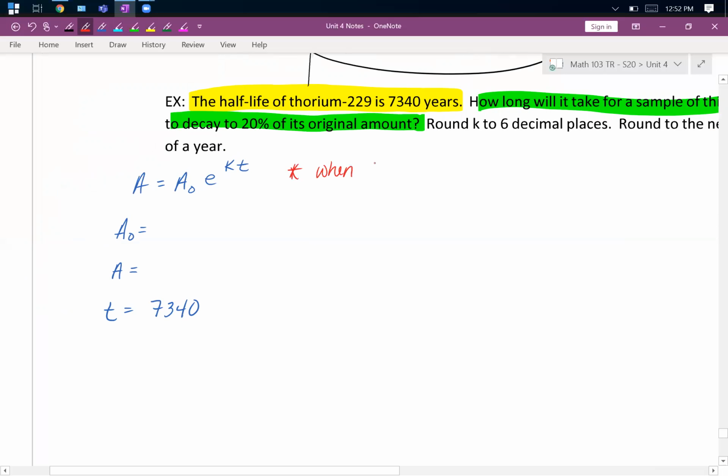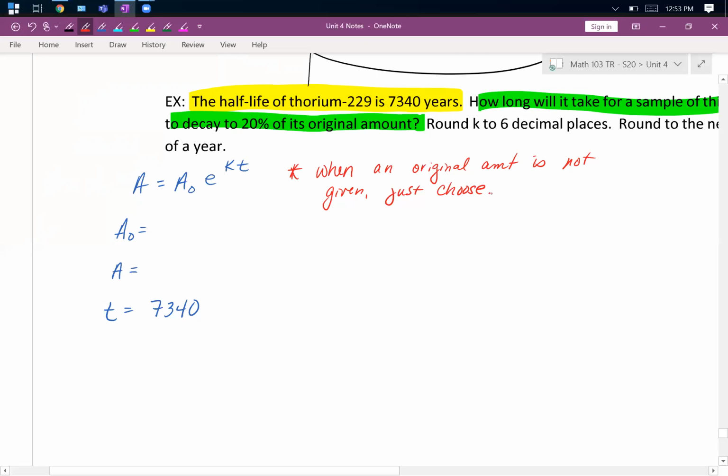With a half-life problem, when an original amount is not given, you're just going to choose one. And for now, I just need you to believe me, but then I'm going to show you something to back it up in a couple minutes. So when an original amount is not given, we're just going to choose one.